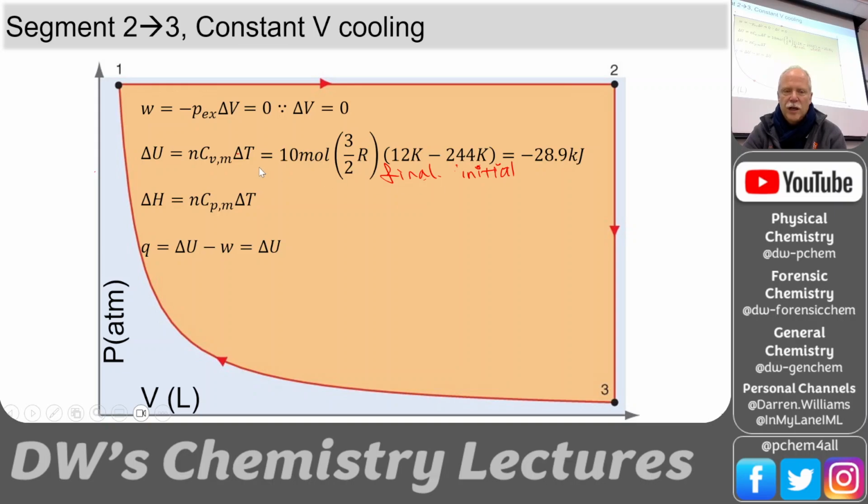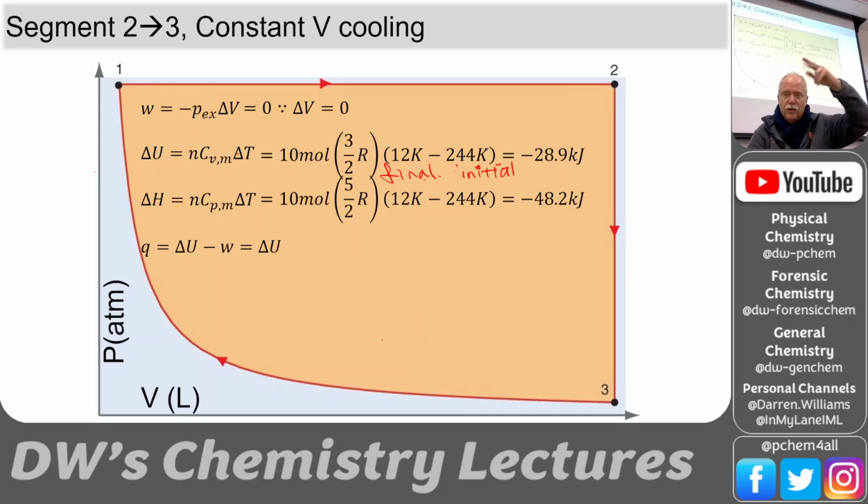Okay, and then we'll do the same thing for CP, but now it's 5/2 R for CP. 12K minus 244, and so we get the negative 48.2 kilojoules. So that's how much heat came out of the system. I thought delta H was CV. Delta H is CP. Yeah.